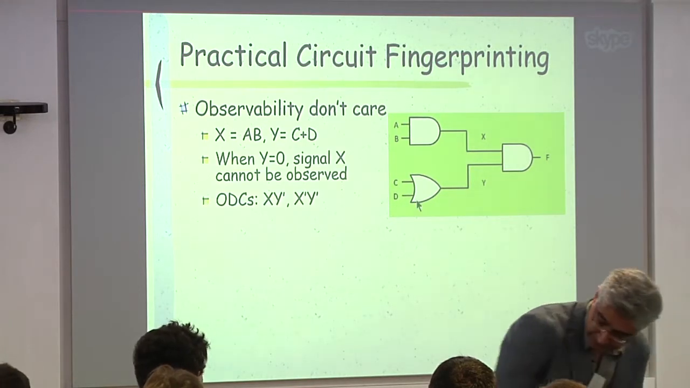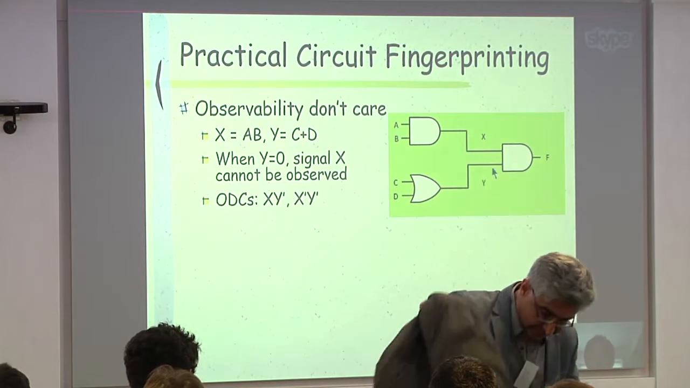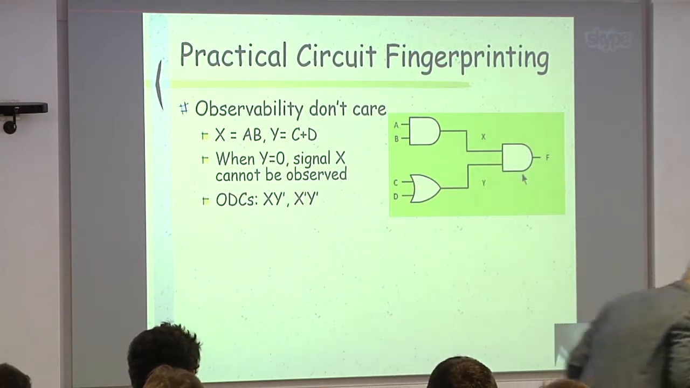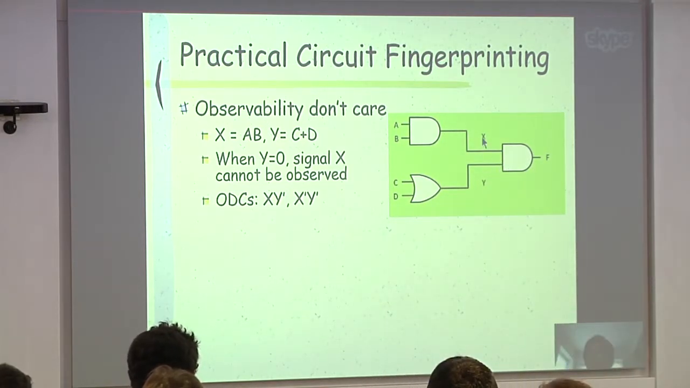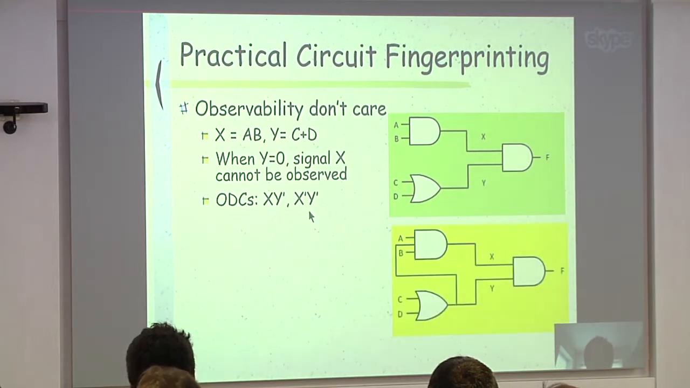So I take a look at this one. I see if Y is 0, because this is the AND gate. So when Y is 0, I don't really care what happens with X. You change X to 1 or 0, it doesn't matter because F will always be 0 due to the fact that Y is 0. This is what we call observability don't care. When Y is 0, I cannot see whether the value of X is 1 or 0. So we will present it in this way.